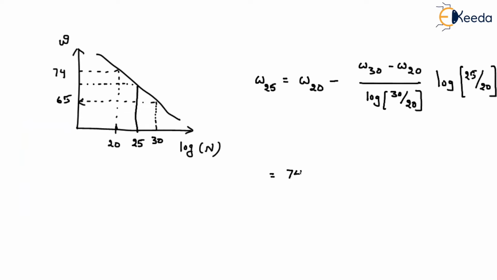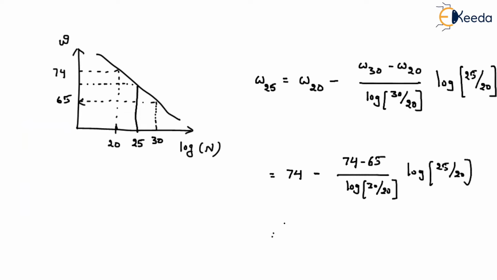How many blows are required? 74 minus... here for 30 it will be 65 and 74. So you can take the value only, instead of taking any sign, divided by log of 30 by 20. So you just do the calculation: 30 divided by 20 into logarithmic of 25 divided by 20. Substitute the values and tell me how much you are getting.